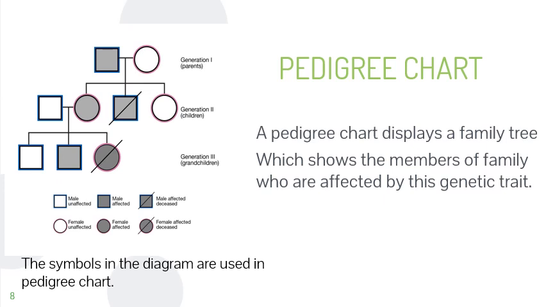The different symbols used in this chart are a circle for a female unaffected person and a square for a male unaffected, and there is a solid square for a male affected and a solid circle for a female affected. So these are the symbols which are very important to know this genetic trait.